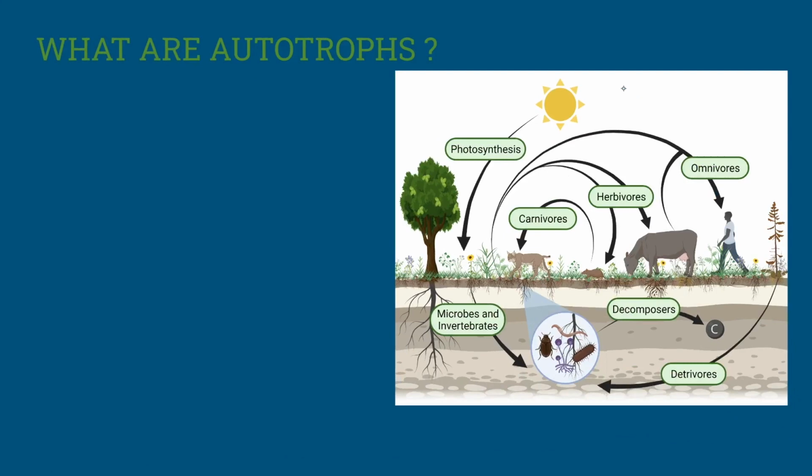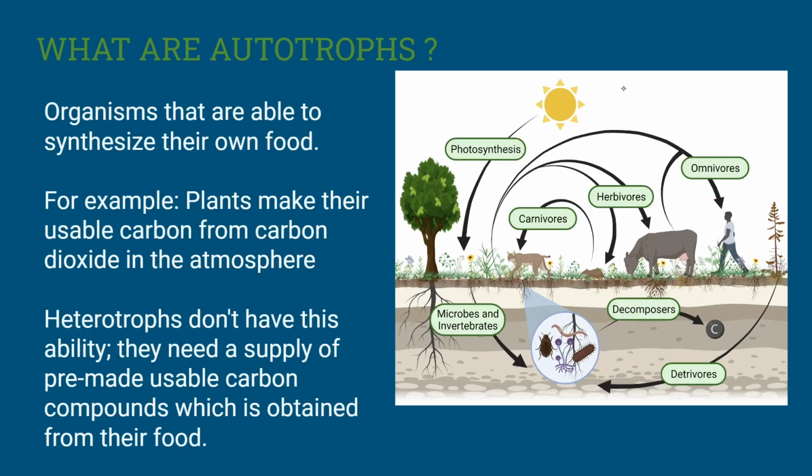So then we have autotrophs. What are autotrophs? They are organisms that are able to synthesize their own food, such as plants. Alright, plants, for example, make their usable carbon from carbon dioxide in the atmosphere. We are heterotrophs, we don't have this ability. We need a supply of pre-made usable carbon compounds, which is obtained from food. Okay, so here you have carnivores, which of course are heterotrophs, herbivores heterotrophs, omnivores heterotrophs. Okay, and here is an autotroph.